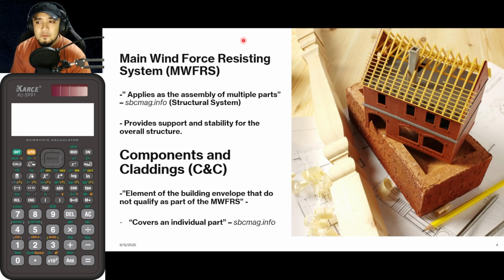Okay, so we have two technical terms here which we call MWFRS. And as for the other, we have the components and claddings, or C&C. So what are their differences? When you say main wind force resisting system, as per sbcmag.info, this applies to the assembly. So we have here a root word, assembly, of multiple parts. It also provides support and stability for the overall structure.